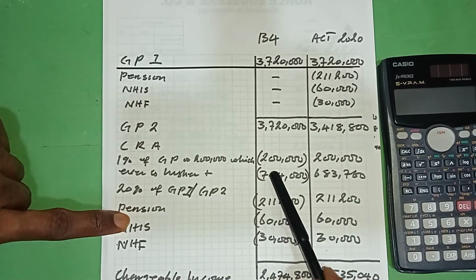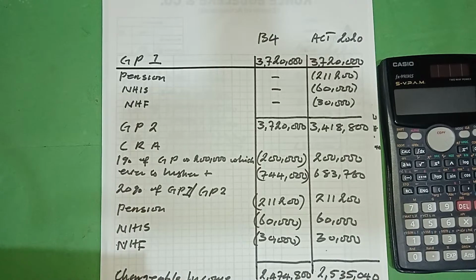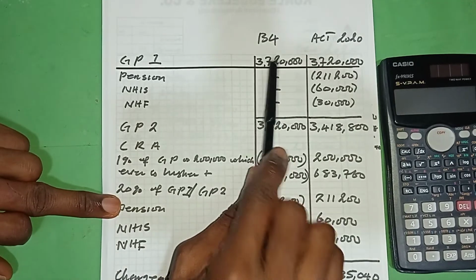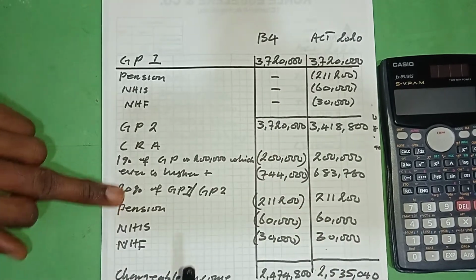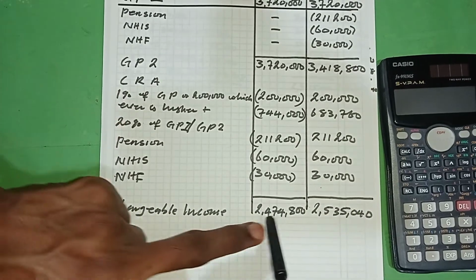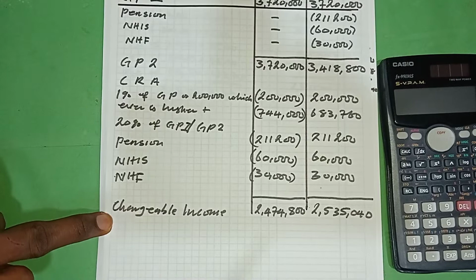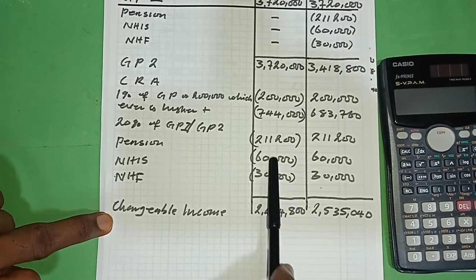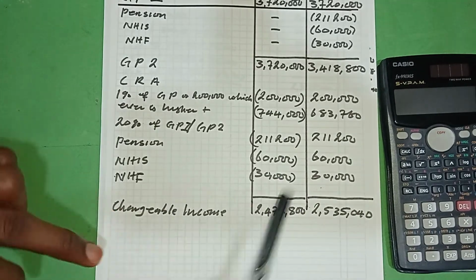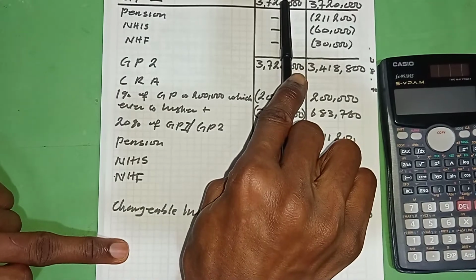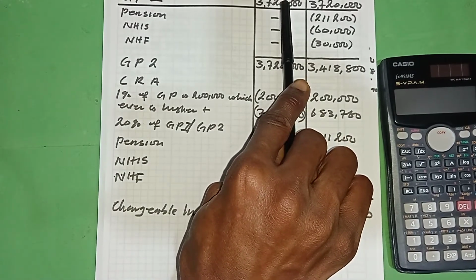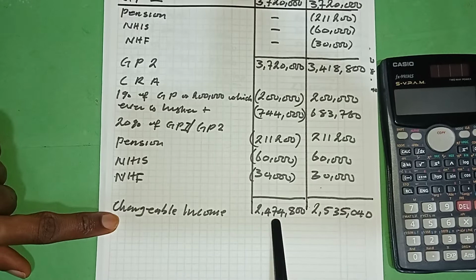Sum these together and deduct it from your GP1. It will give you your what? Your chargeable income here. You can test that with your calculator. This sum together minus your GP1. That is before Finance Act will give you your chargeable what?